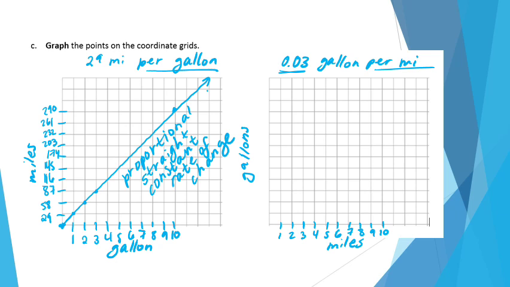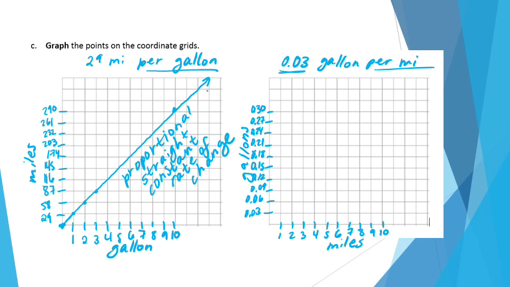So I'm actually going to go up by 3/100ths over here. So 3/100ths, 6/100ths, 9/100ths. Good practice with adding decimals. Plus 3 more hundredths would be 12/100ths, 15/100ths, 18/100ths, 21/100ths, 24/100ths, 27/100ths, and 30/100ths. And so now I'm going to go ahead and connect these together.